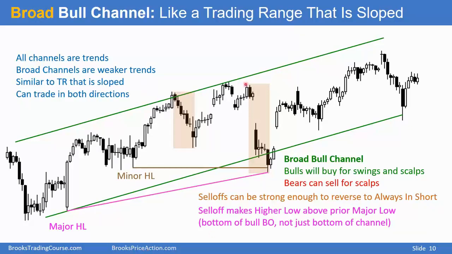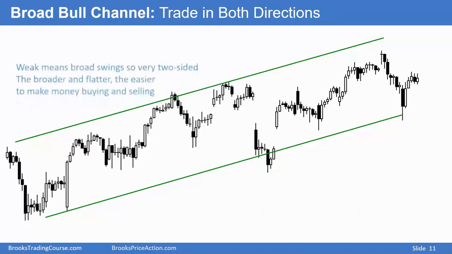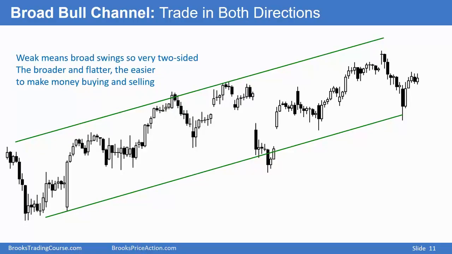The important point is that when the market's in a broad bull channel, it can be very bearish at times, but those times do not last long before the bull trend reasserts itself. A broad bull channel I think of as a weak bull trend. It's barely better than a trading range. And during a lot of the time, it's in a trading range, like here and here. The flatter and the broader the channel is, the easier it is for bears to make money.